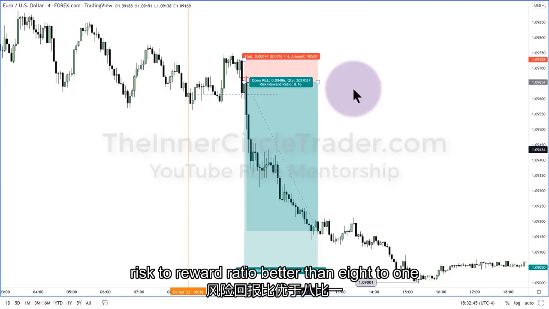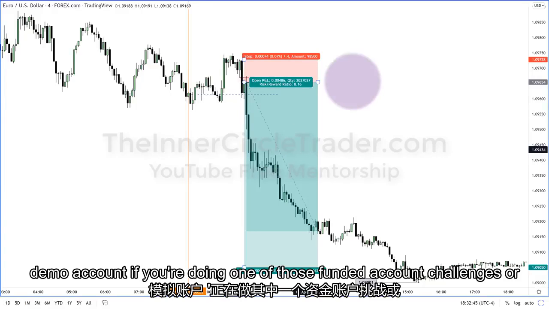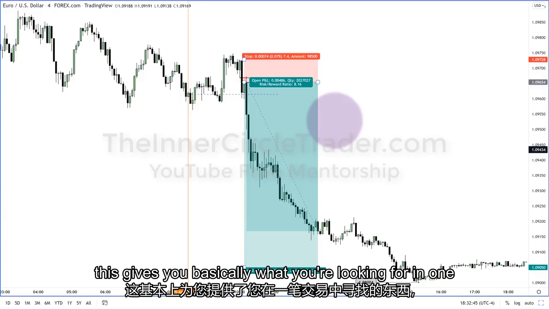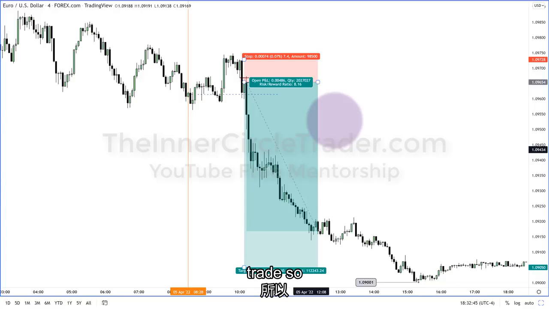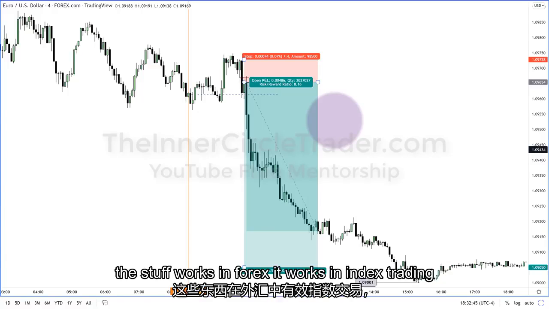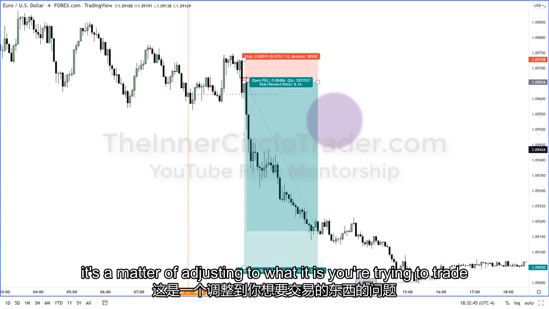Risk to reward ratio better than 8 to 1, and using a hypothetical $100,000 demo account if you're doing one of those funded account challenges or whatever. In this trade here, this gives you basically what you're looking for in one trade. So I don't know if this scratches the itch for you, but the stuff works in Forex. It works in index trading. So it's a matter of adjusting to what it is you're trying to trade.